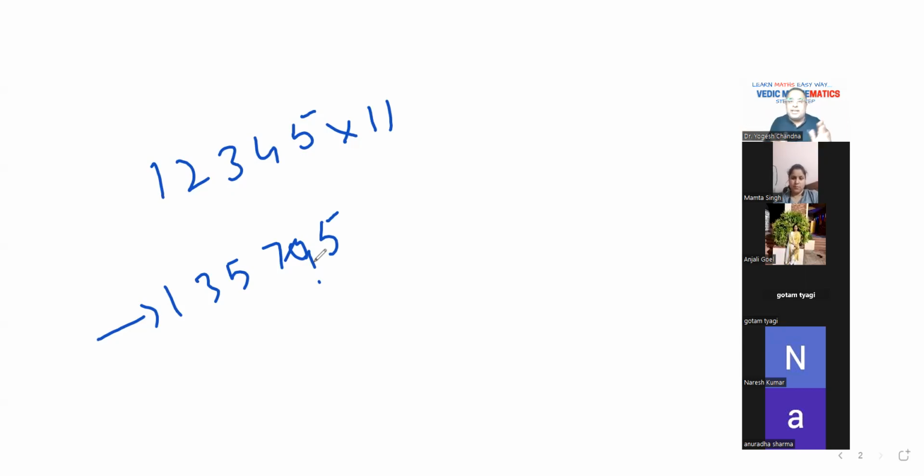But in Vedic maths, you can go from left to right and also right to left. Both ways are possible. Why? Because this system is based on observation. We call it visualization, then reasoning and then logic.